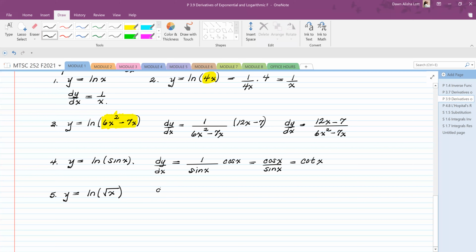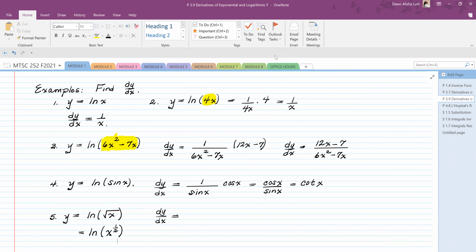Here's another one. Now for that one, I would probably change the square root of x to x to the 1/2, just so my brain can handle it. So I want you guys to do that problem. Yes. Thank you, Lawrence.